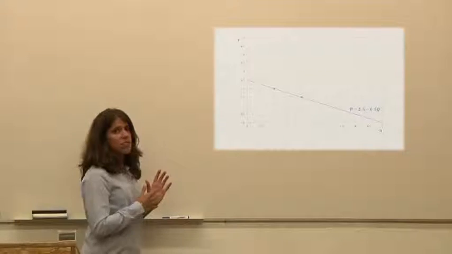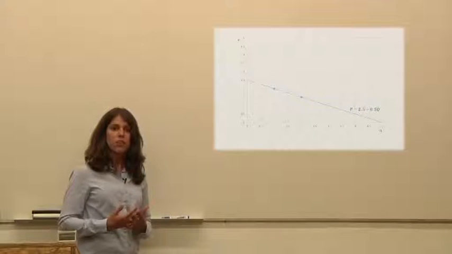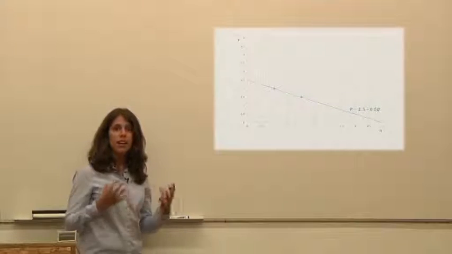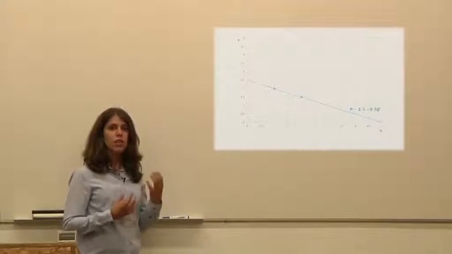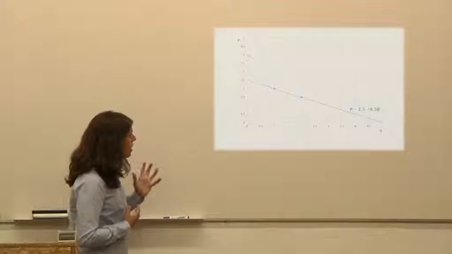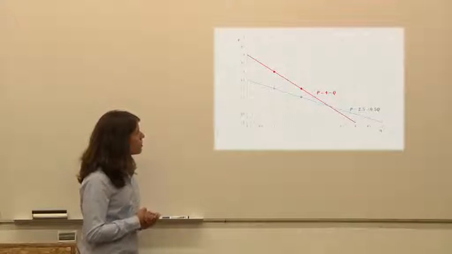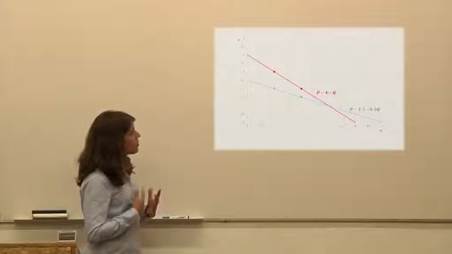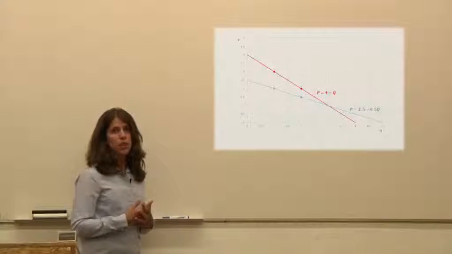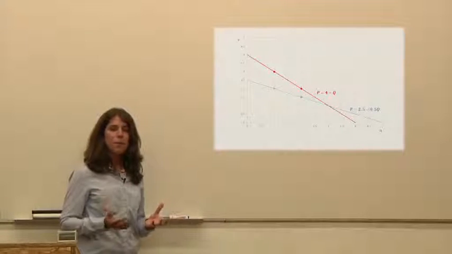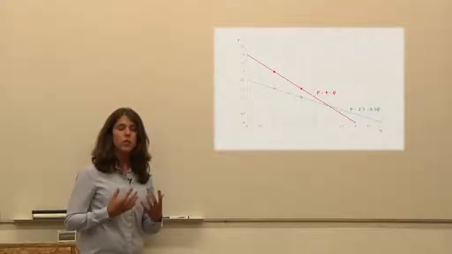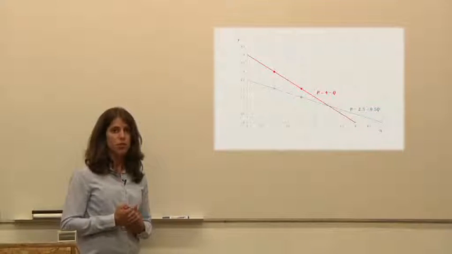But this is just an individual demand function, and the market needs an aggregate demand function. So let's consider another one. In the example of Peter, the demand function is 4 minus Q. So how can we sum up these two demand functions and create the aggregate demand function?